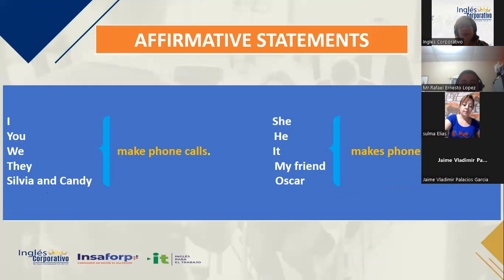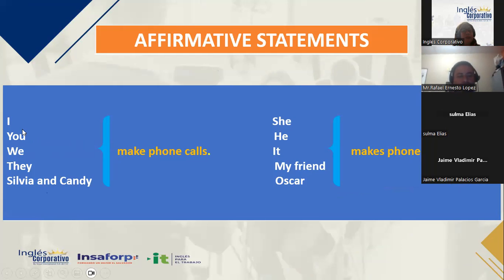Okay, so let us make a review of the tenses. We have simple present, affirmative statements. You say, for example, I make phone calls, you make phone calls, we make phone calls, they make phone calls, Sylvia and Candy make phone calls. And also you say, she makes phone calls, he makes phone calls, it makes phone calls, my friend makes phone calls, and Oscar makes phone calls.